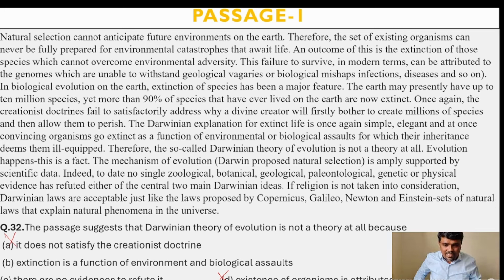That's the reason he is saying that Darwin's theory of evolution is not a theory at all. Let me repeat where it is mentioned. Therefore, so-called Darwinian theory of evolution is not a theory at all. Why did he say that? The Darwinian explanation for extinct life is once again simple, elegant, at once convincing: organisms go extinct as a function of environmental or biological assault for which their inherent makeup leaves them ill-equipped.